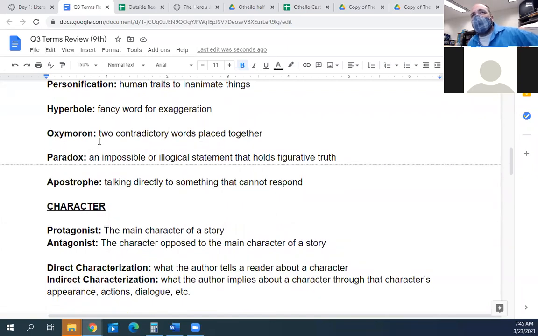Oxymoron, two contradictory words placed together for dramatic effect. Things like cold fire, or bittersweet. Actually, we turned that one into a single word. But anytime you have two contradictory things smushed together and it's creating some kind of interesting effect, we call it an oxymoron. Paradox is a lot more complicated. It's an impossible or illogical statement that holds some figurative truth.